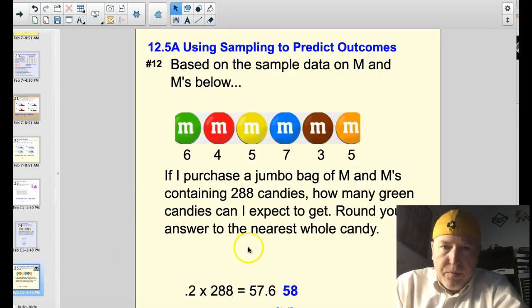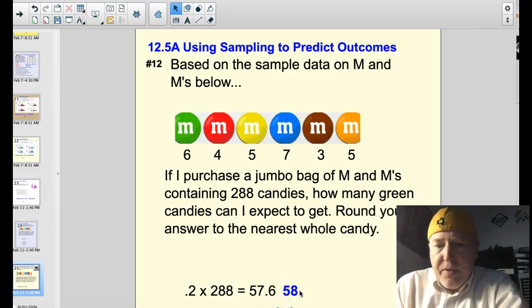Number 12. Using the same data, if I purchased a jumbo bag of M&Ms containing 288 candies, how many green candies can I expect to get? Well, 6 out of 30 are green, so if you take 6 divided by 30, you're going to get 0.2. Then just take 0.2, or 20%, times 288. It's 57.6, which you round to the nearest whole candy, so 58 candies we can predict using sampling.